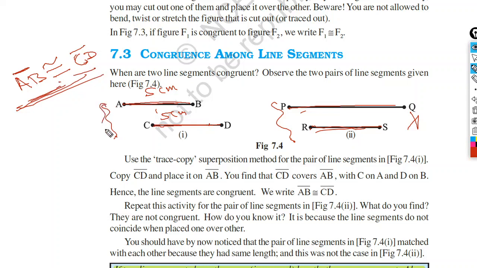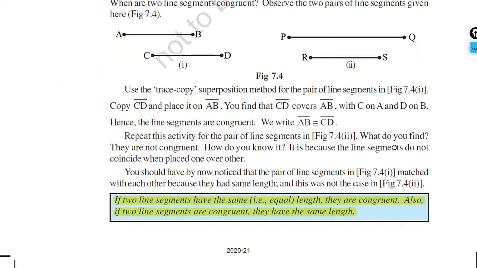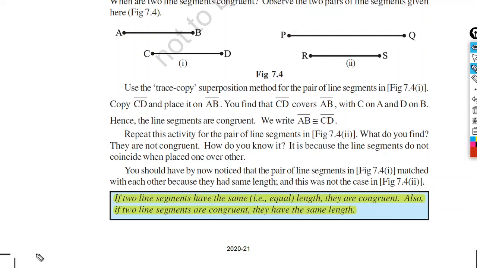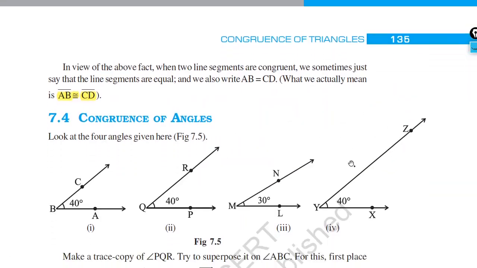So when will two line segments be congruent? When their length is equal. You can write it down: when the length of two line segments are equal, we call these two lines congruent. If two line segments have the same length, they are congruent. Or in other words, if two line segments are congruent, they will have the same length.